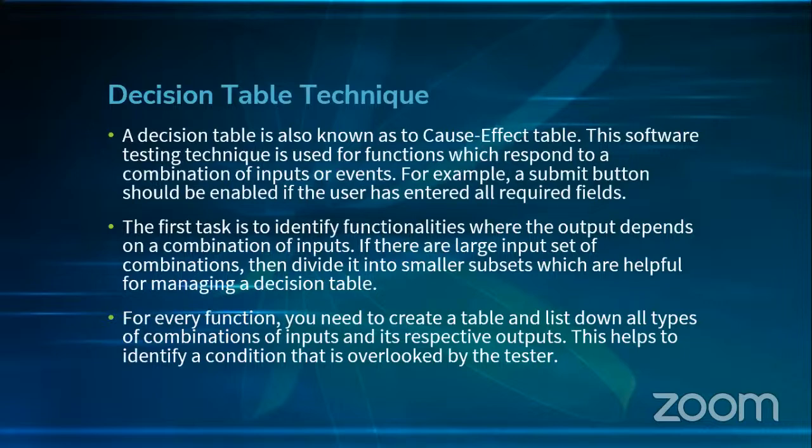So the next thing is, what is the first task you are going to do in this one? You identify all the functionalities, you know what this depends on, what the combinations are, what are the subsets. Then you'll be able to say, this one should work, this should not work. This should bring out the submit button. This should not bring out the submit button. Let's take an example.